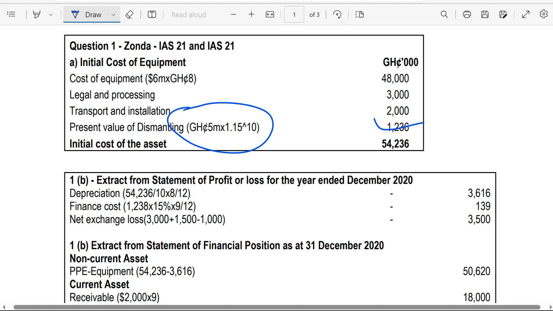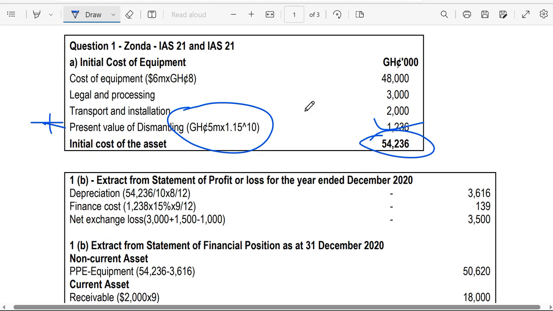And once you have present value, there will be unwinding. Once you calculate a present value of a future amount, then you must remember to unwind at the end of the year. So you remember there will be unwinding, and then it's an item of PPE, and therefore there will be depreciation also involved. So these are the things you have to bear in mind. So the cost of the asset is 54,236,000. So that's the cost of the asset.